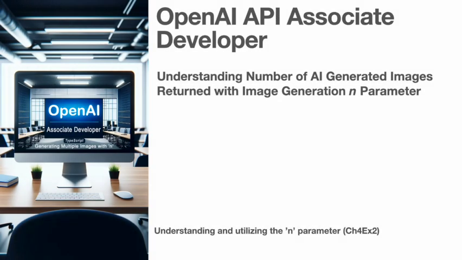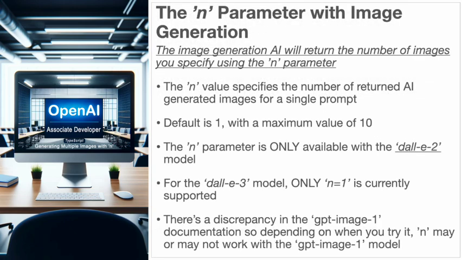In this lesson, we'll revisit and understand the N property and see how it relates to the images.generate API call. This property, just like in the chat completion API, in the image generation API, the N configuration property is used to control how many images the AI returns for a given prompt. The N property allows you to specify the number of AI-generated images you want returned for a single prompt. By setting this property, you can receive multiple images in response to one prompt, thus providing a range of visual outputs to choose from.